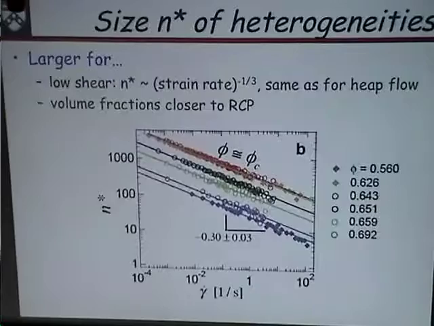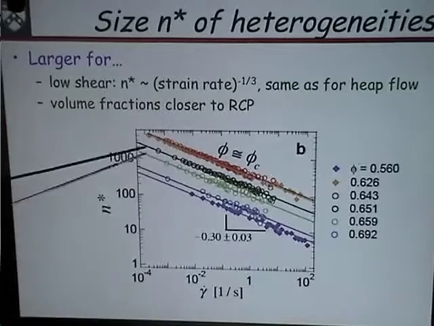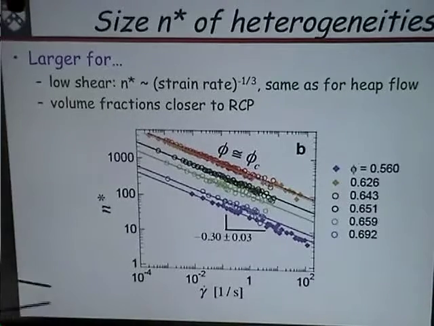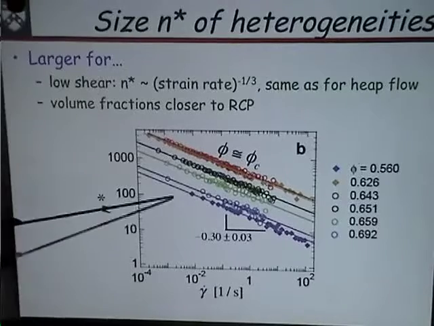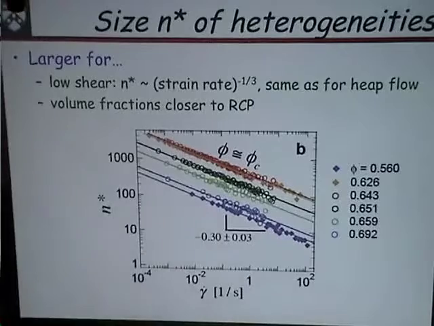So we've got all that data, and here's almost all of it organized. Each color represents a given packing fraction, and it's plotted versus strain rate. And what you see is it's a log-log plot with lines of the data that have a slope of minus almost a third.